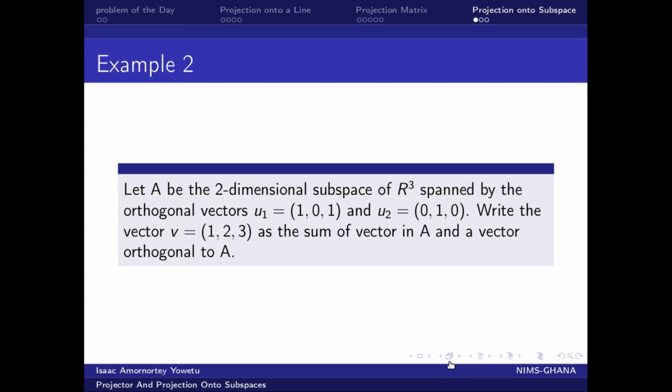In example 2, we are to look at this very question here. It says let A be a two-dimensional subspace of R3 spanned by the orthogonal vectors U1, which is this, and U2, which is this. It says write the vector v, which is of this form, as the sum of a vector in A and a vector orthogonal to A. Let's see how to solve this below.